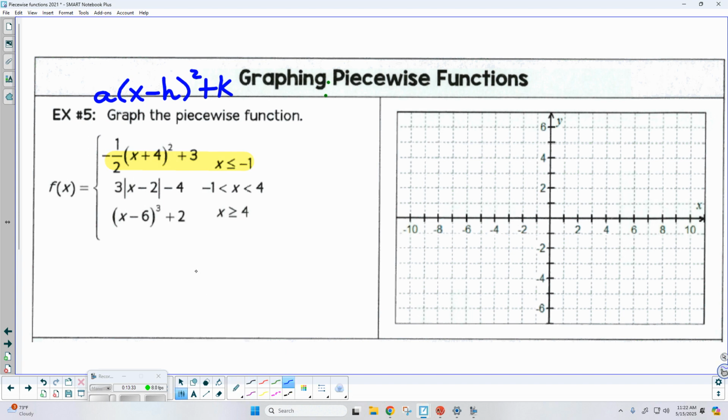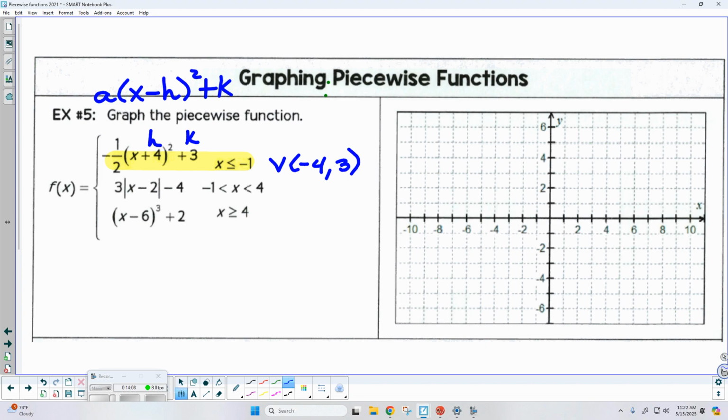Okay, does anybody happen to remember that form? I've actually got it written above. A times (x minus h) squared plus k. It starts with a V. It's the vertex form. That's exactly right. Okay. So here's my h. Here's my k. Now there was one thing though about that h. We had to take its opposite. So I know for this one, the vertex is at (-4, 3).